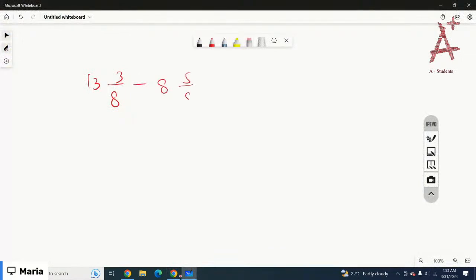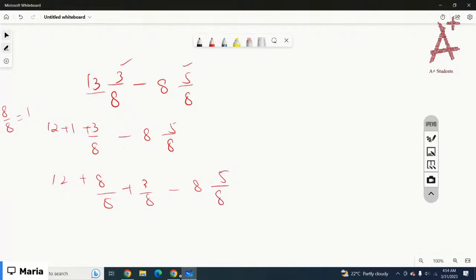Got it? Just look at the numerators of the fractions, 3 and 5. You cannot subtract 5 out of 3. You cannot subtract a greater numerator out of the smaller one. So again, you need to do the same thing. Just divide 13 as 12 plus 1. And we can write the 1 as 8 over 8. Got it? Because 8 over 8 equals 1. This way you can make the numerator greater than the other fraction. It would be 12 plus 8 over 8 plus 3 over 8.